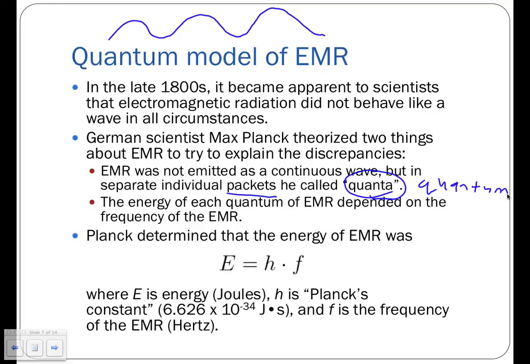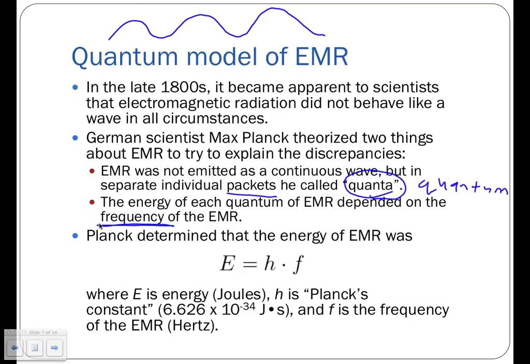Q-A-N-T-U-M, that's one packet. Quanta would be multiple packets here. And so he said, hey, the electromagnetic radiation is coming out in these individual separate packets that he called quanta. And he said, secondly, that the energy of each quantum of electromagnetic radiation depended on the frequency of the electromagnetic radiation. And that's a big difference, because for every other type of wave, the energy of that wave doesn't depend on frequency. Frequency really doesn't make a difference in terms of the energy, but amplitude does.